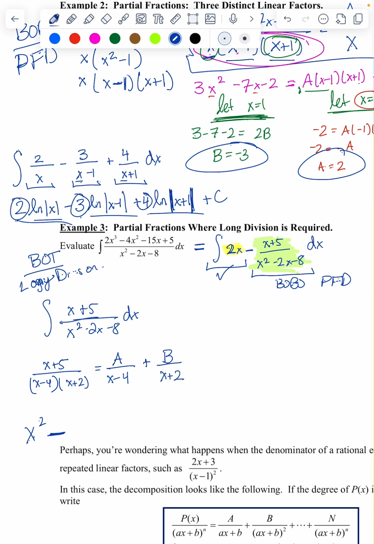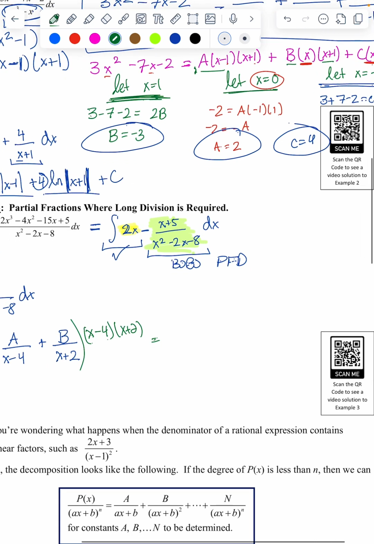Now, does it matter which one A is with and which one B is with? No, because multiplication is commutative. Some of you could have put x plus 2 times x minus 4. The goal, though, is that once you multiply the whole entire thing algebraically by (x minus 4)(x plus 2), you should end up with x plus 5 is equal to A times (x plus 2) plus B times (x minus 4).